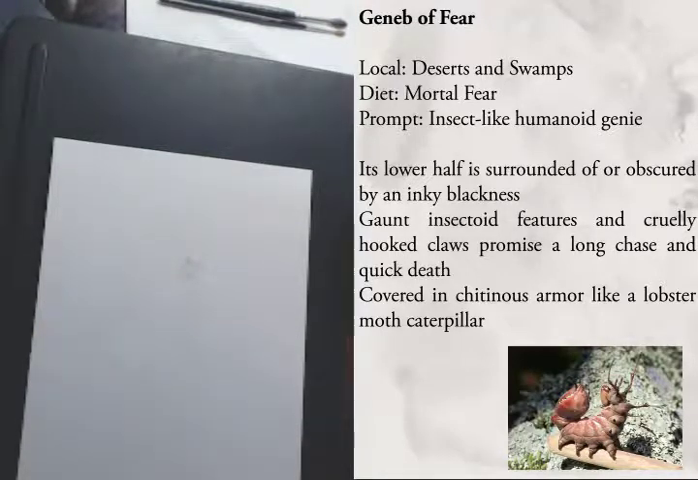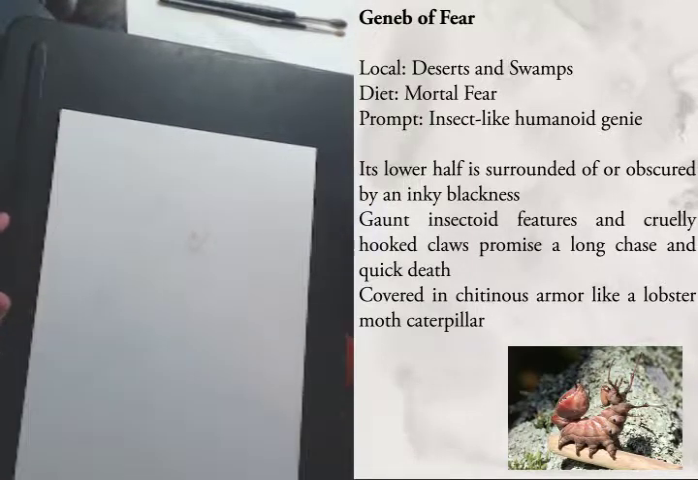I was given a little bit of a reference image base and the idea or image of the lobster moth caterpillar as a starting point for what the skin would look like on this thing. So I gathered a bunch of reference images of different desert dwelling insects with carapaces and chitinous skin, and I also gathered a lot of gaunt human references, which I'm just going to say, look for the guys inside of monster suits in movies. They work fantastic for it.